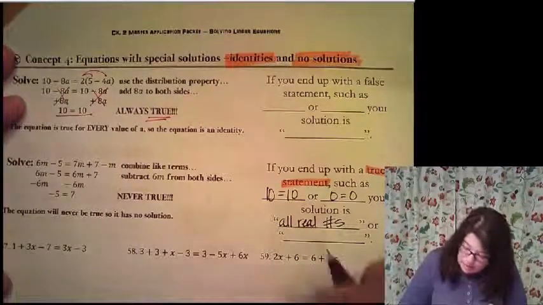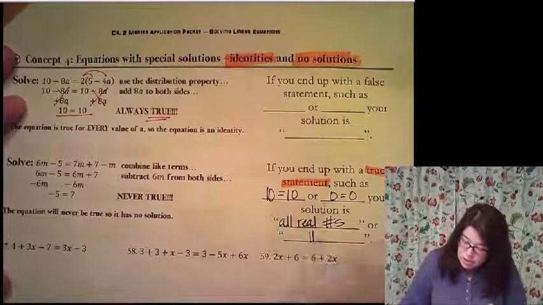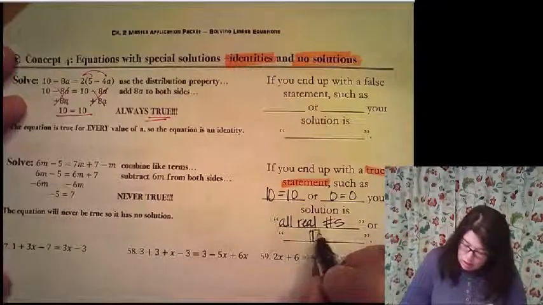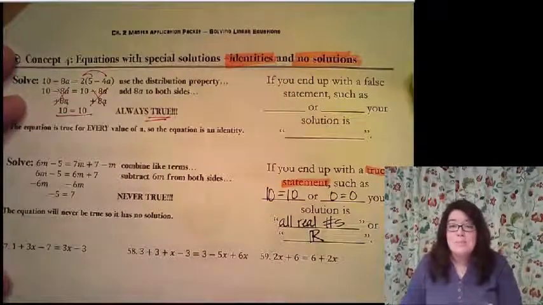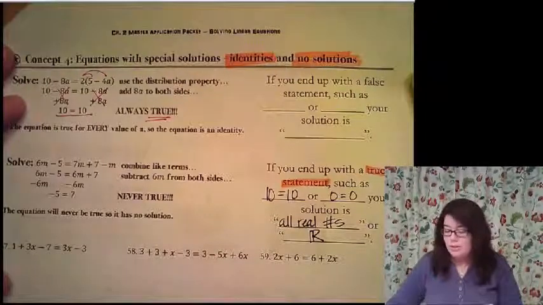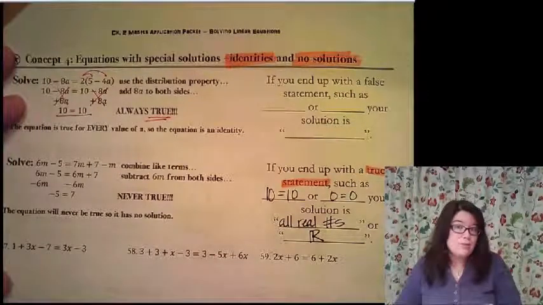Another way to write that is, you draw two lines right next to each other, and then you draw an R. Okay, that symbol means all real numbers. So that's another way that you can write your solution for those.